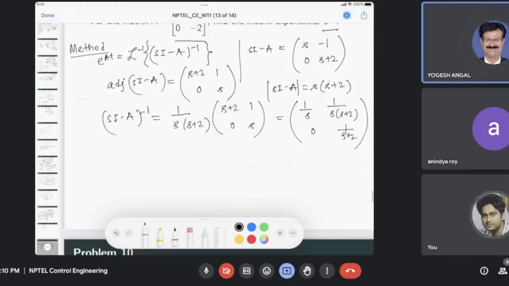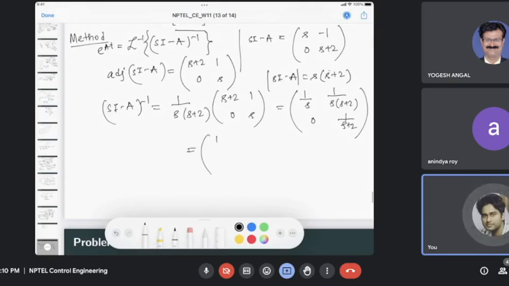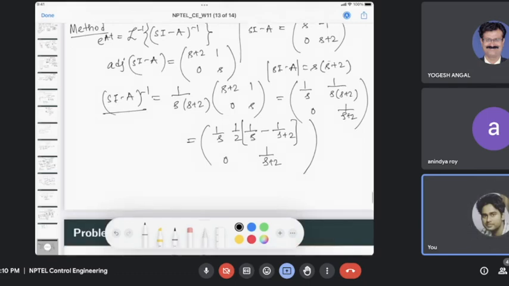We will just factorize that. The first term is 1 by s, the second term will be 1 by s minus 1 by s plus 2, so half times this, and 0, 1 by s plus 2. So this is the (sI minus A) inverse. We just take the Laplace inverse transform of that. The first term, 1 by s, has Laplace inverse 1.